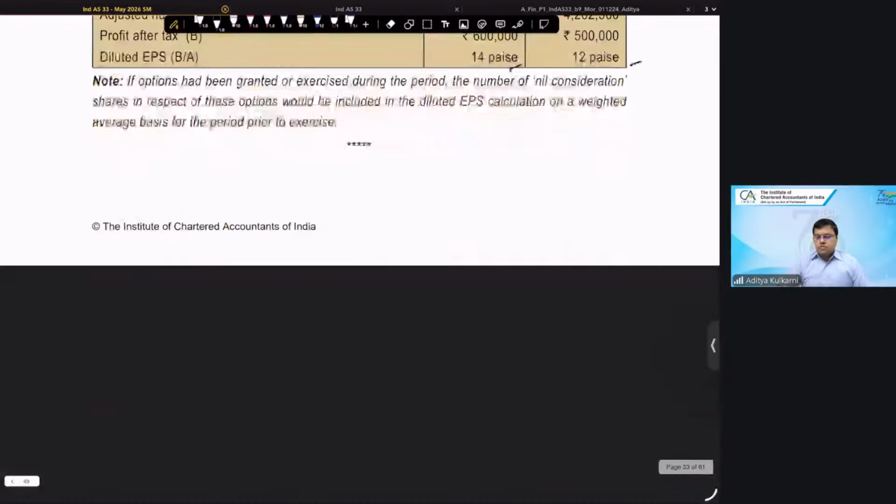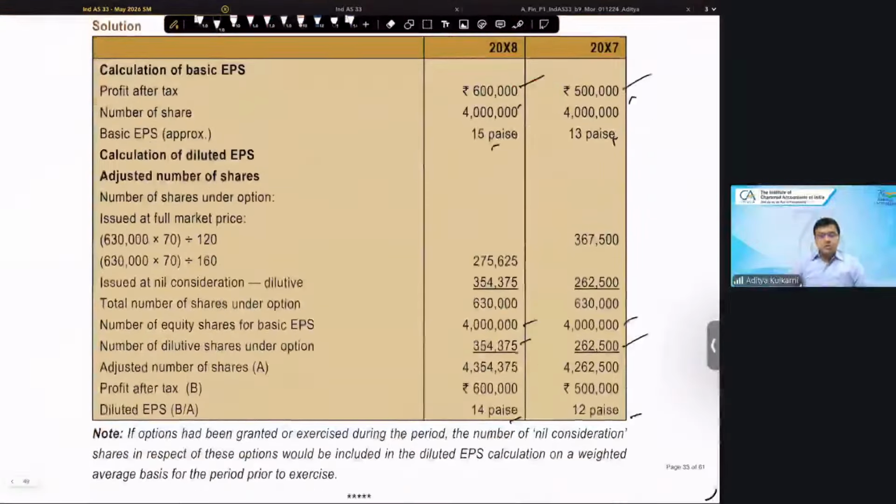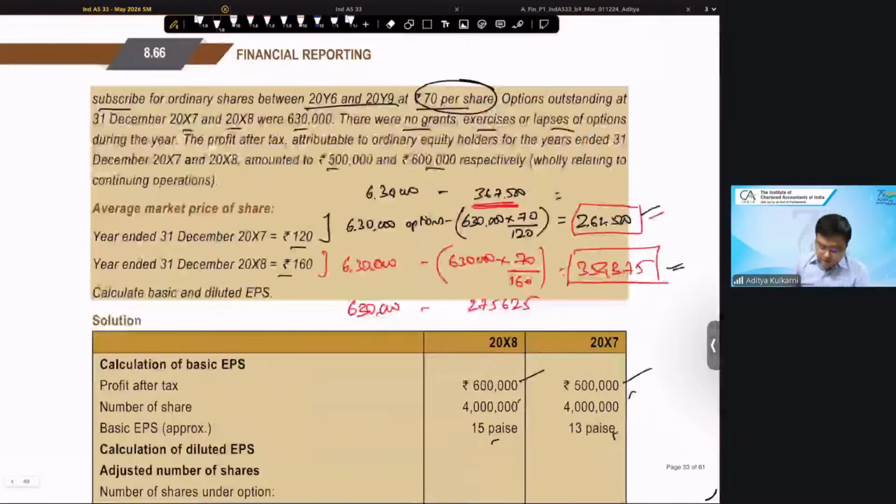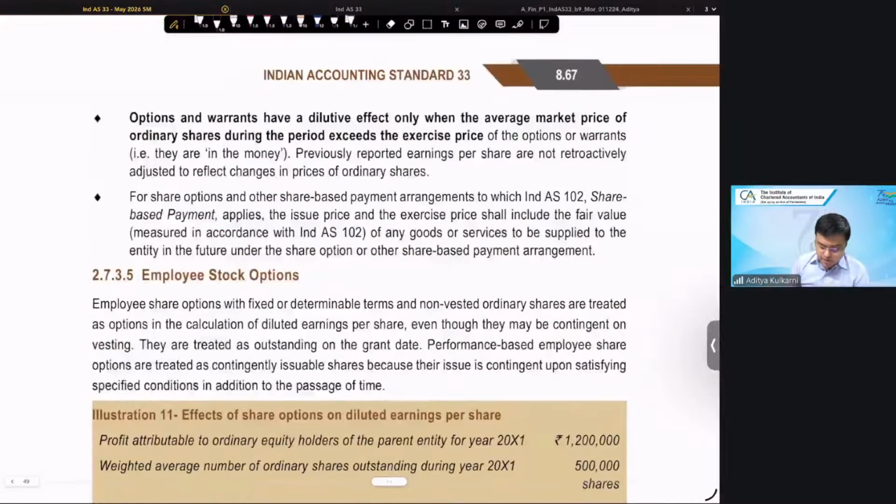Okay. So that takes care of options. So options is clear. You will not consider the entire 6,30,000. Only the bonus component is what you will consider in the options. All right. So with that, let us move on to the next one.